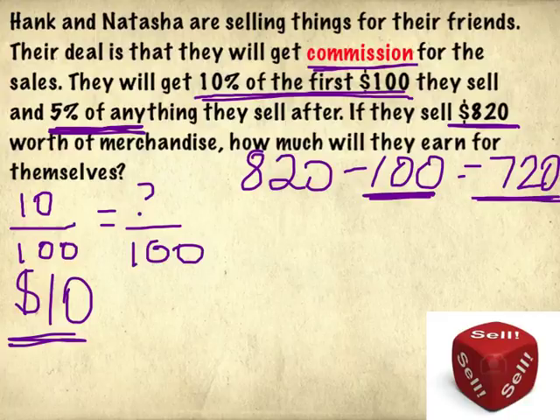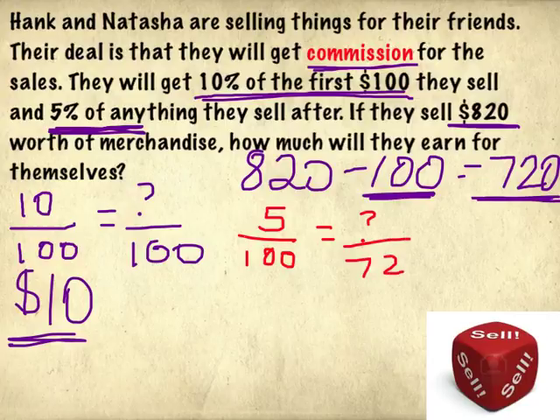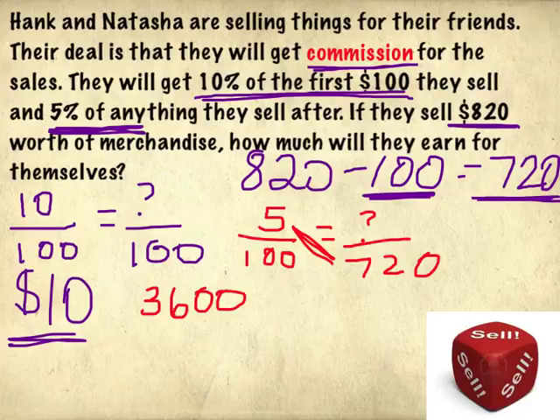So now I'm just going to switch colors so you can see what I'm doing. I need to find out what 5%, which is 5 out of 100, is out of 720. So I'm going to do my cross multiplication. 5 times 720, and I just did that on my calculator. It's 3,600. And that's going to equal 100 times question mark.